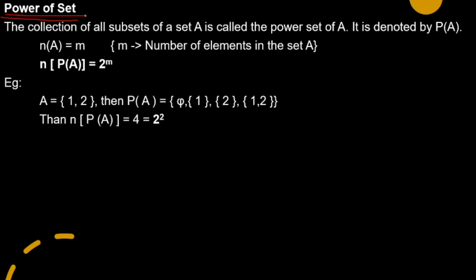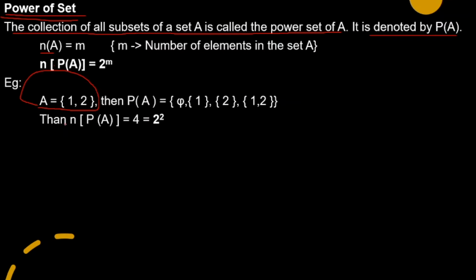So the next topic is the power set. The collection of all subsets of a set A is called the power set of A. It is denoted by P of A. If the number of elements in A is M, where M is the number of elements in set A, then the number of elements in P of A, that is the power set of A, equals 2 raised to M. I'll explain how it is. That is, if we have a set, here is an example. This is a set. So, the collection of all subsets.